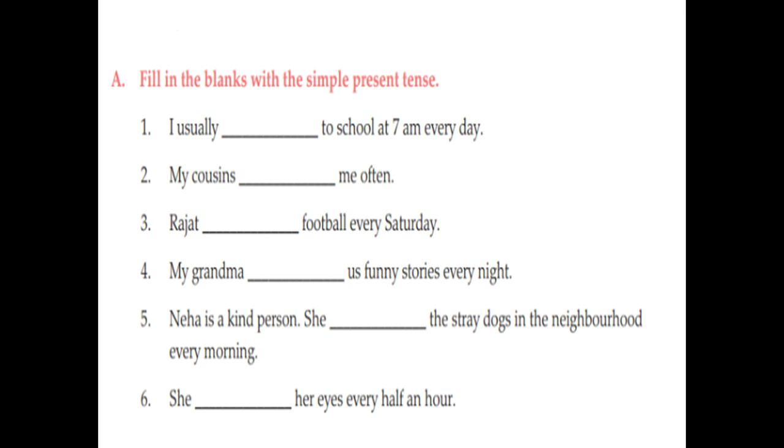Number 2. My cousins dash me often. So here the word often shows it is happening regularly. So visit is the right answer. My cousins visit me often. Number 3. Rajat dash football every Saturday. So here the word every Saturday shows it is happening regularly. Here Rajat is a noun. So if it is coming as a third person singular, what will you add after the verb? Yeah, of course, which is s. So plays. Rajat plays football every Saturday.